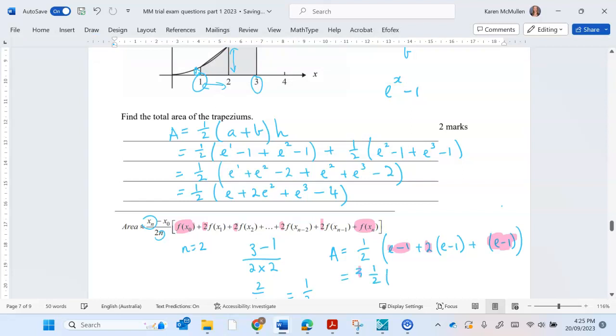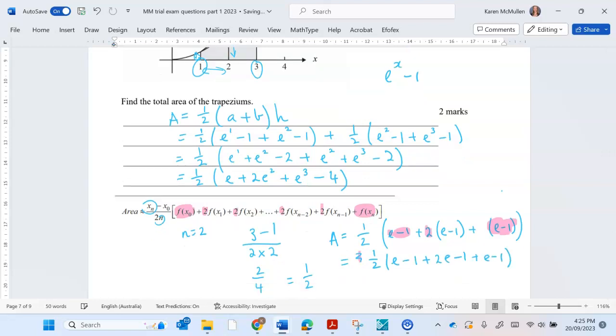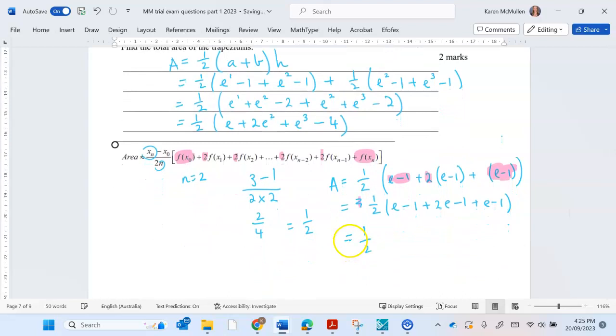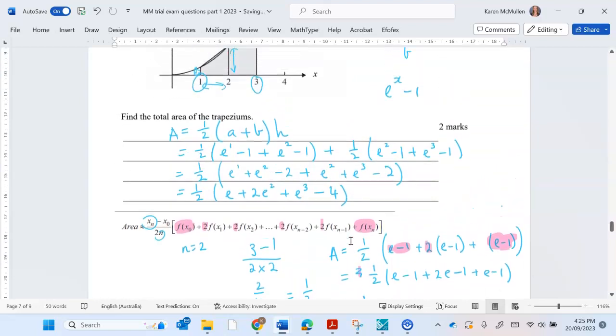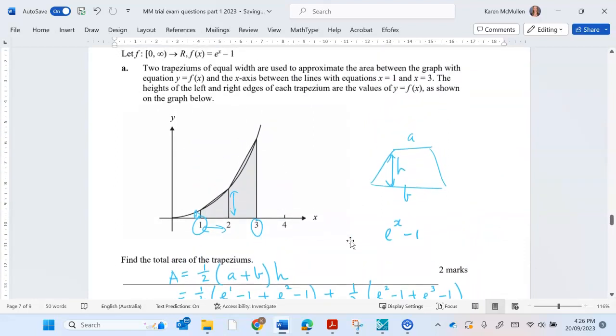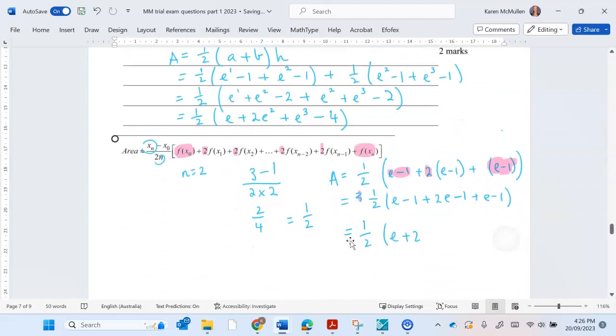Half. Alright, so we've got e minus 1 plus 2e minus 1 plus e minus 1. And then you'll get the same thing. So bringing all your like terms together. So we've got e plus 2... Sorry, I think I forgot my squareds. I did. Sorry, that should be a squared. That should be a 3. Minus, and that should be a 2, sorry, minus 4.